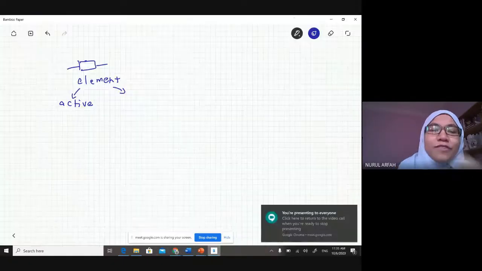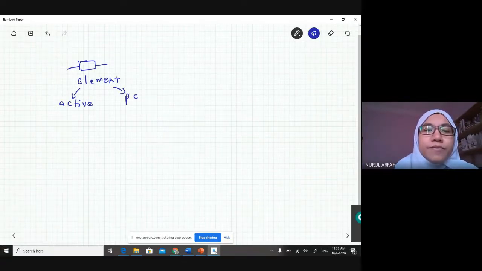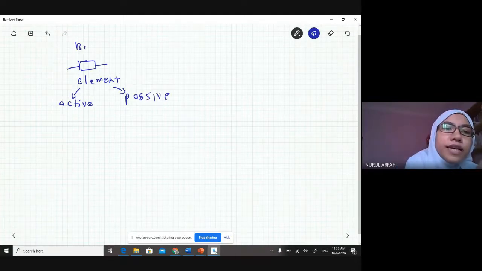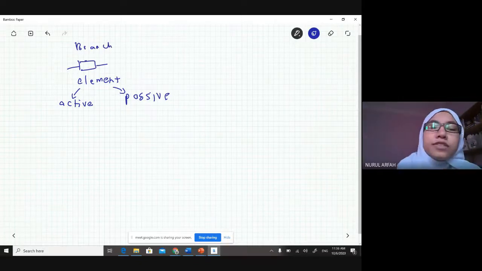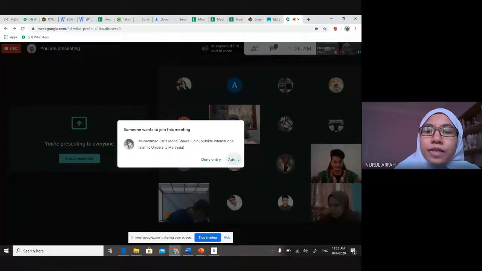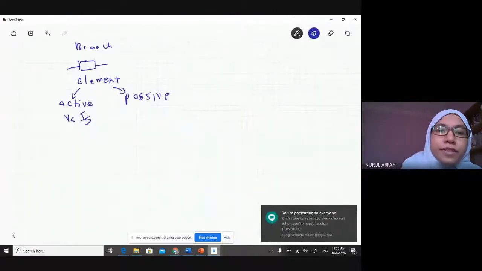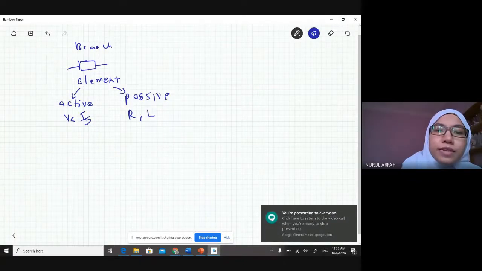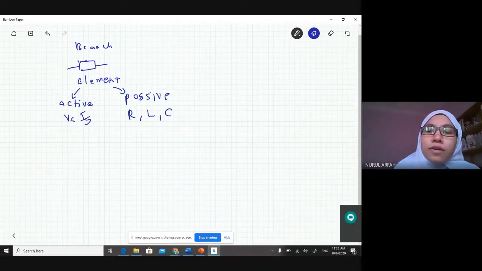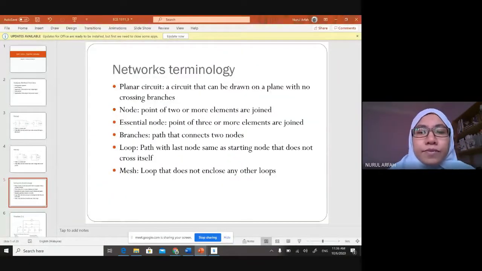Okay, welcome all. So we have two types of element, active and passive. And what is a branch? A branch is any element. An element can be active, such as voltage source or current source. And passive can be resistor, inductor, and also what? Capacitor. Resistor, inductor, and capacitor. All right. And then we go back to our slide, chapter 3.